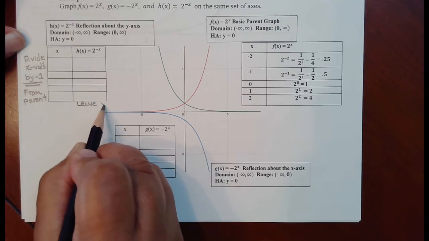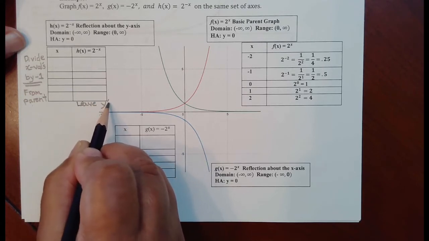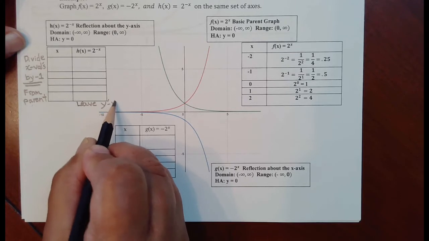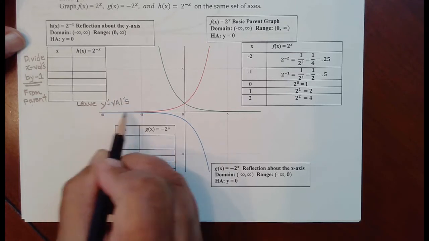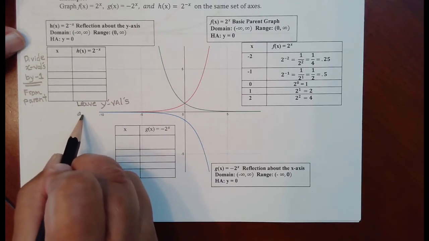I meant to put that apostrophe over there, but that's okay. As is. We're going to leave them as is. So look how you do this without doing these calculations all over again.